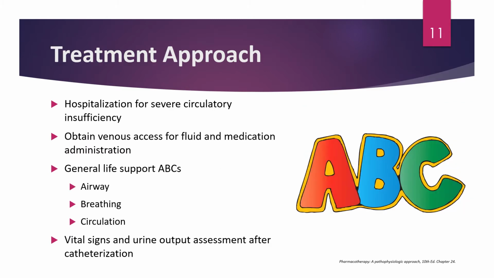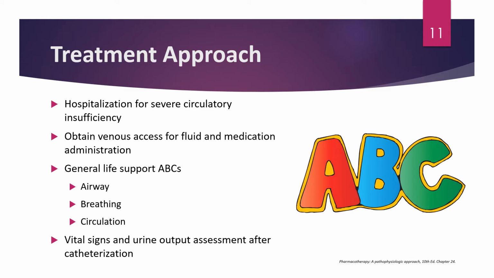How do we treat hypovolemic shock? Usually patients will be hospitalized and monitored in the hospital whenever they come into the emergency room. We're going to want to obtain venous access for fluid and medication administration. Usually a central venous catheter is the way we do this, so a subclavian, a femoral, a PICC line, an IJ, something that will allow us to give lots of fluids over shorter periods of time.